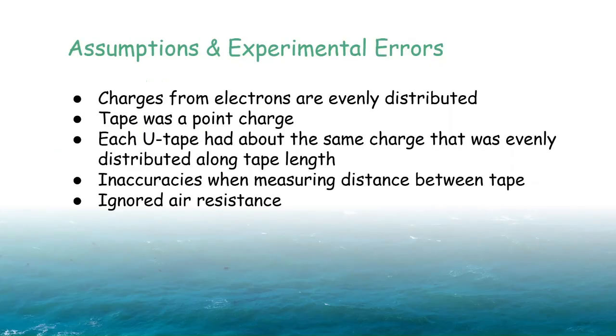Moving on to the assumptions and experimental errors, we assume that the charges from electrons are evenly distributed and that the tape was treated as a point charge. We assume that each U-tape had about the same charge that was evenly distributed along the tape length, and some experimental errors were inaccuracies when measuring the distance between the tape, and we also ignored air resistance.